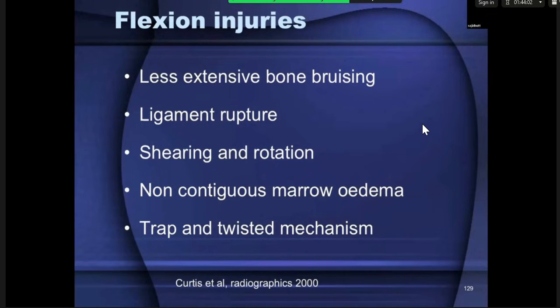Flexion injuries, by contrast, have less extensive bone bruising. They result more in ligamentous ruptures. A shearing and rotation is there, which results in non-contiguous bone marrow edema, the contrecoup injuries, the pivot shift examples I showed you earlier, and rupture of the anterior cruciate ligament.